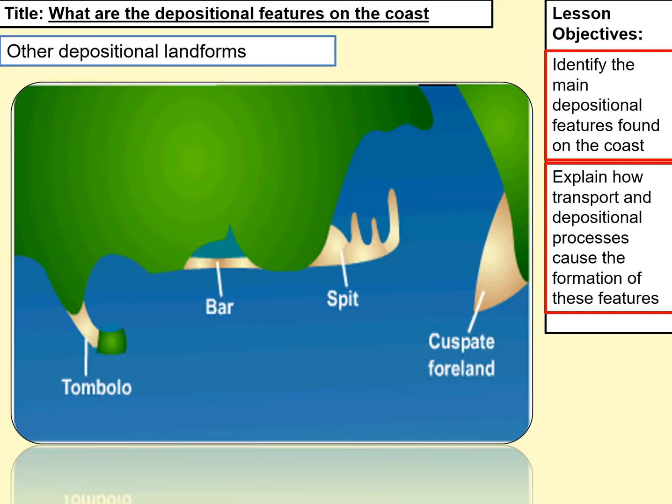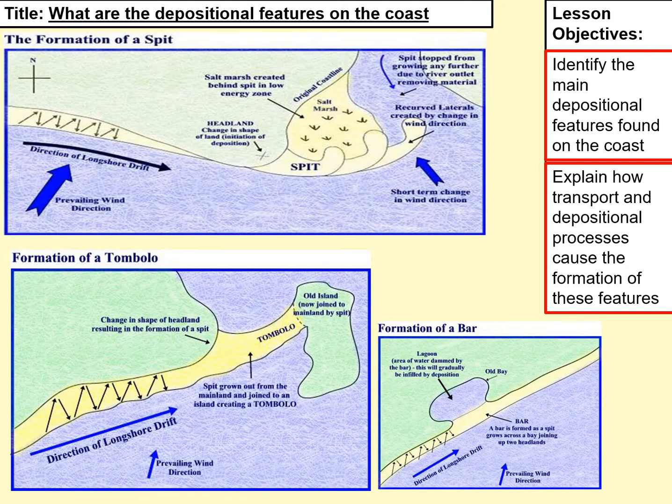Now, there are a few others you need to know. So we know about spit, but we're going to focus on the bar and the tombolo. So I want you to have a little look. We know about spit at the top of the diagram, but tombolos are actually where a spit is formed, but beyond the changing coastline, there's actually another area of land. So the deposition joins one area or one headland to another small island.